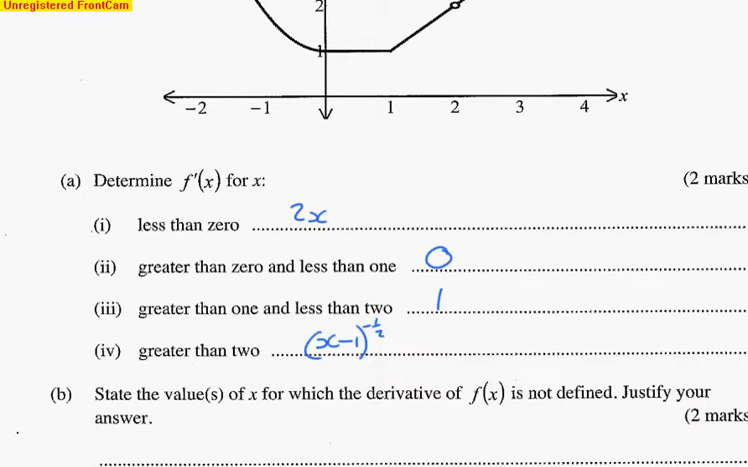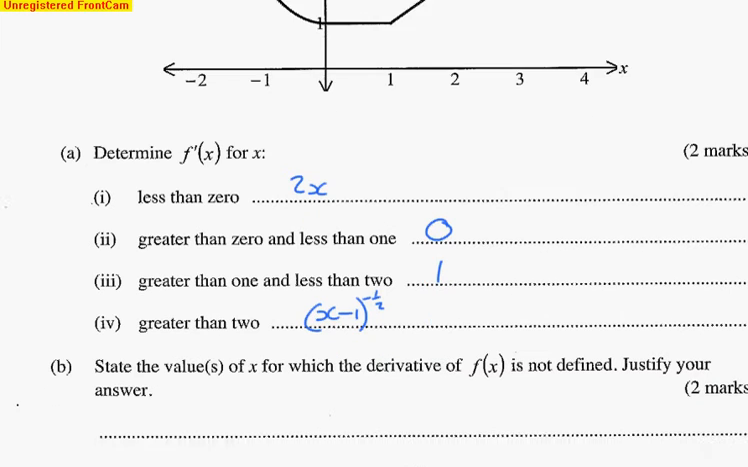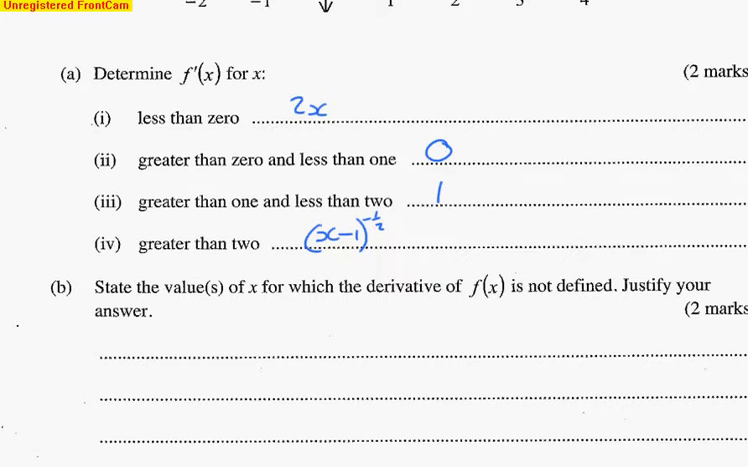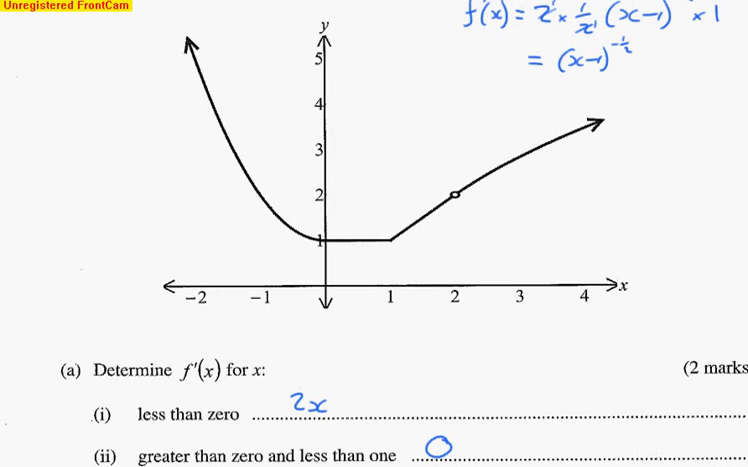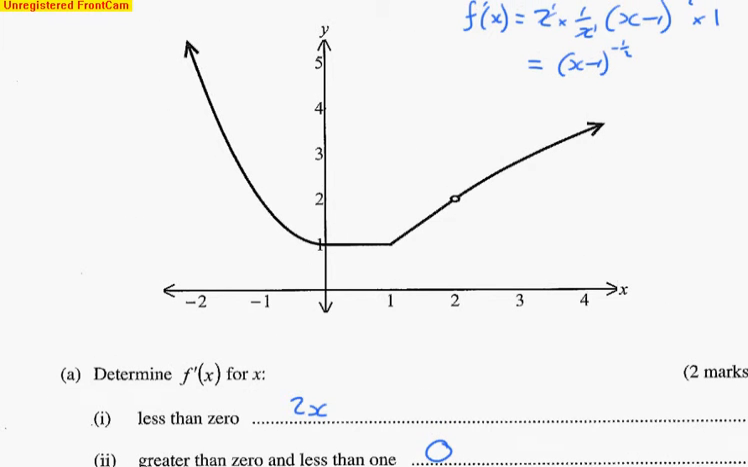Alright, I might as well keep going with part B. State the value of x for which the derivative of f(x) is not defined. Well, the derivative is not defined at this point here, when x equals 1, because you can see it's got a pointy bit there. It's not a smooth joining of those two parts of the graph. If it's not smooth, we can't find the gradient at that point, so that'll be at x equals 1.